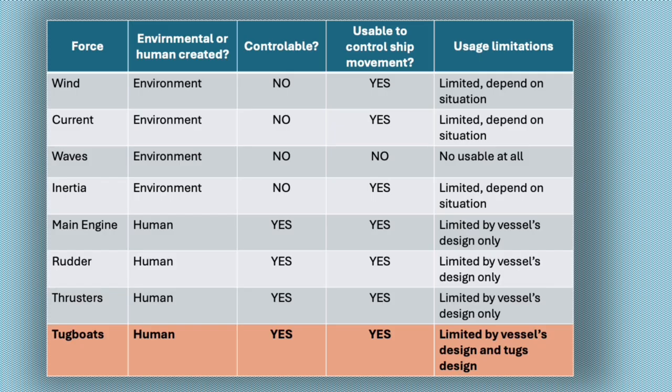Comment about the controllable column. Answer no means that the ship handler cannot control the direction and amount of force. Answer yes in the column usable to control ship movement means that in some cases the force may be used by the ship handler to control movement of the ship. As you see, almost all forces acting on the ship could be used to control her movement.